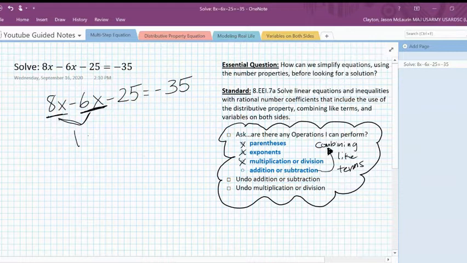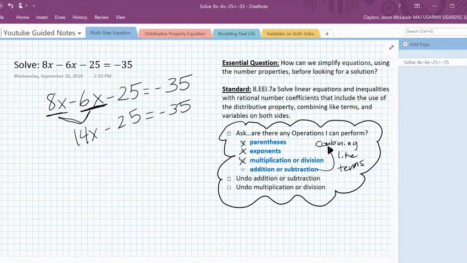So again, I go back to my steps, my questions, right? I want to ask, do I have any parentheses? Nope, still no parentheses. Exponents? No, I see no exponents. Multiplication? There's nothing that I can multiply in order to simplify. And now, addition and subtraction. Is there anything that I can combine or take away to make the problem simpler? If the answer is no, then now I'm at the point where I want to solve for the variable. And that's where we look at undo addition or subtraction or undo multiplication or division.